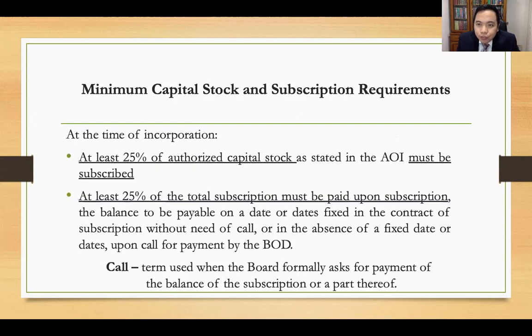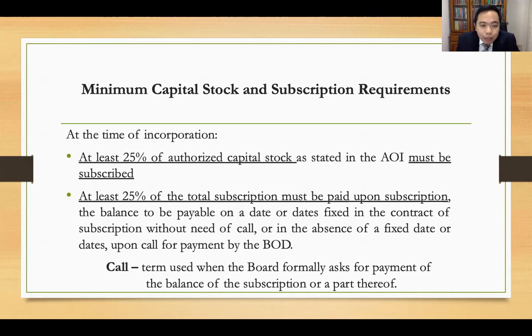Now, class, under Section 13 of the old Corporation Code, you will find there a 25-25 threshold amount. What do we mean when we say 25-25 threshold amount? Under Section 13 of the old Corporation Code, at least 25% of the authorized capital stock, as stated in the articles, must be subscribed, and at least 25% of the total subscription must be paid upon subscription.